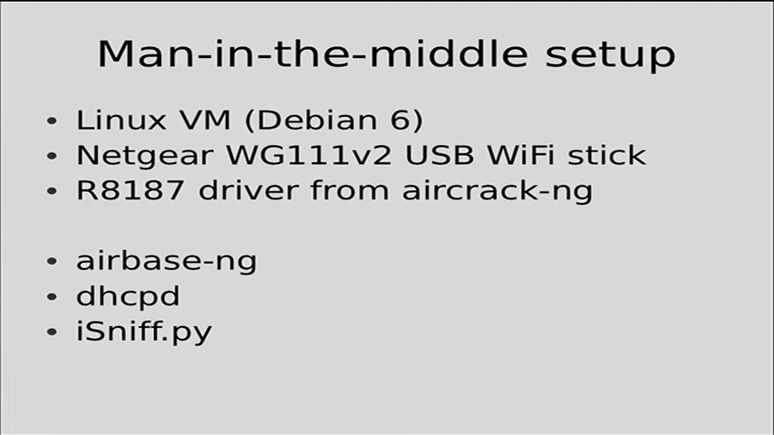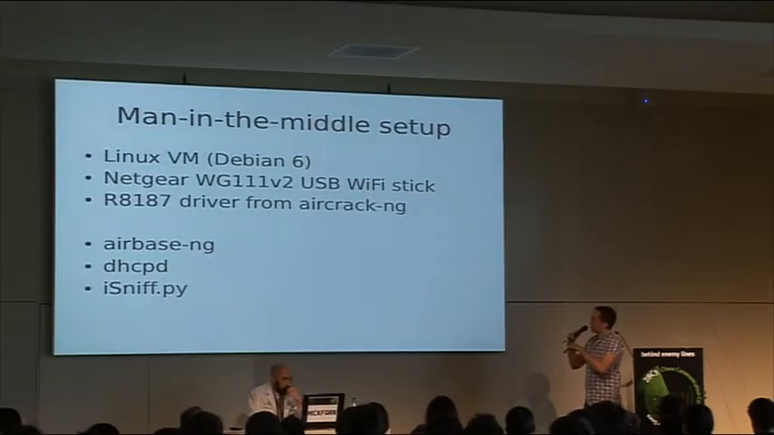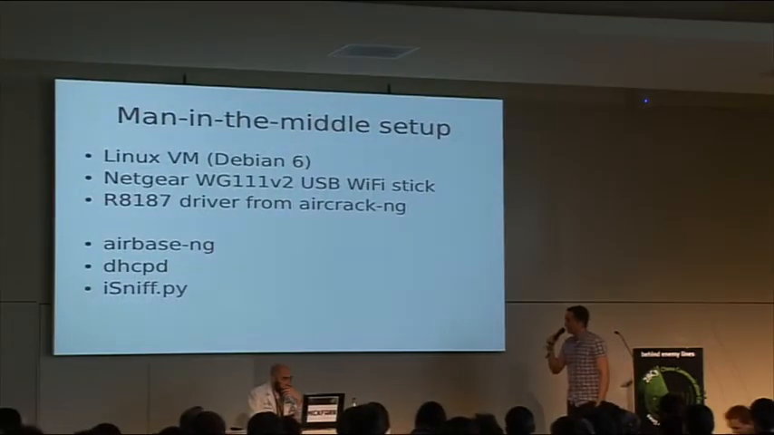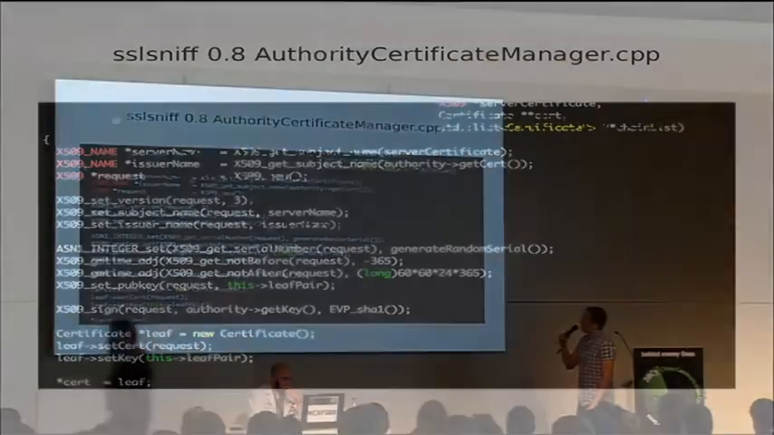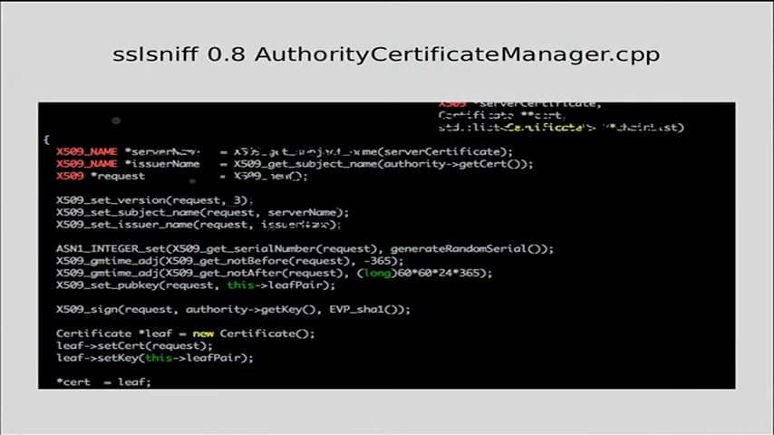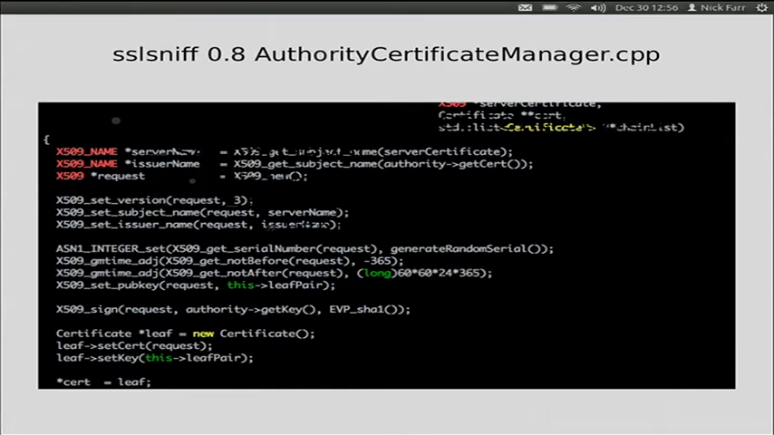So the setup for that is just a Linux VM, a cheap $8 USB stick, and Airbase-ng, and DHCPD, and iptables. Here's the C++ code of SSLsniff. After a lot of debugging, I found that the thing with the set version 3 was what was making it not work. So I kind of got SSLsniff working, but it's C++ code. It's like thousands of lines. It's a lot of hassle to work with.